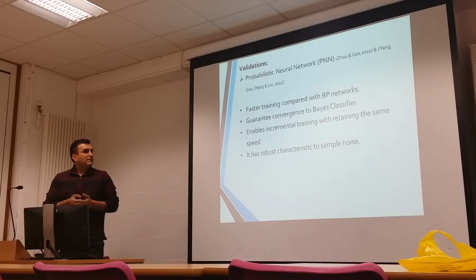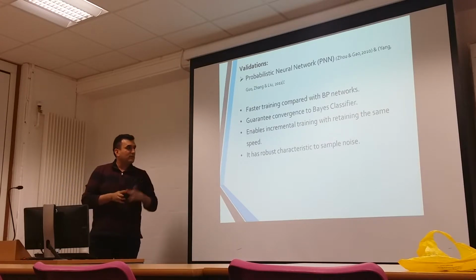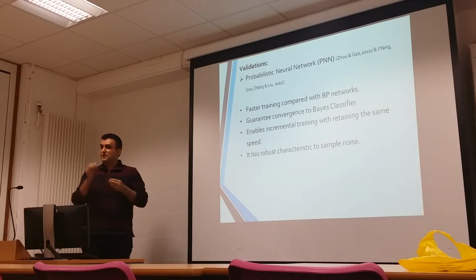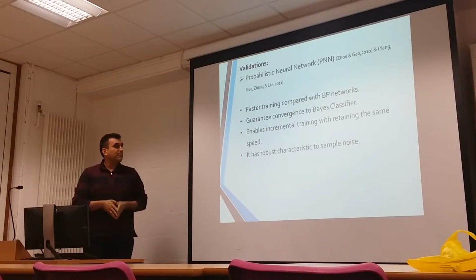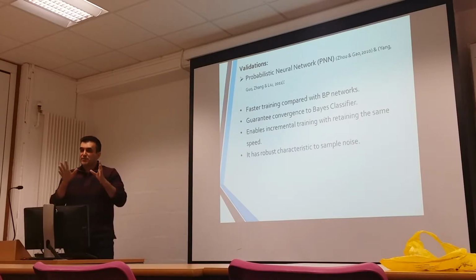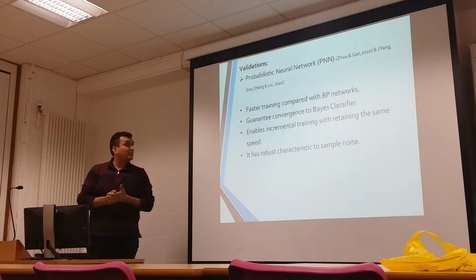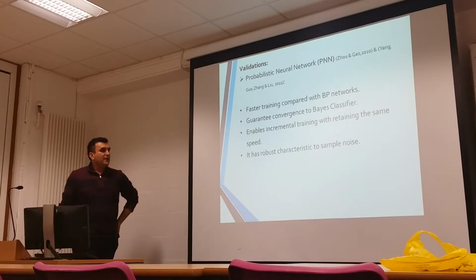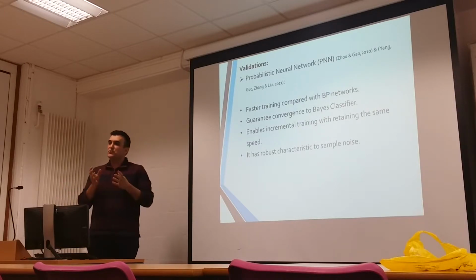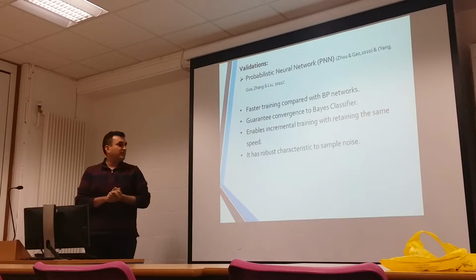And also, one of the most common and popular techniques is the Bayes classifier, and the probabilistic neural network is guaranteed to converge to this technique. Also, when you add some training data to the system, the probabilistic neural network retains the same speed without affecting it. Another good characteristic of the probabilistic neural network is dealing with sample noise in the data, and this gives the technique the ability to get accurate and high quality results.